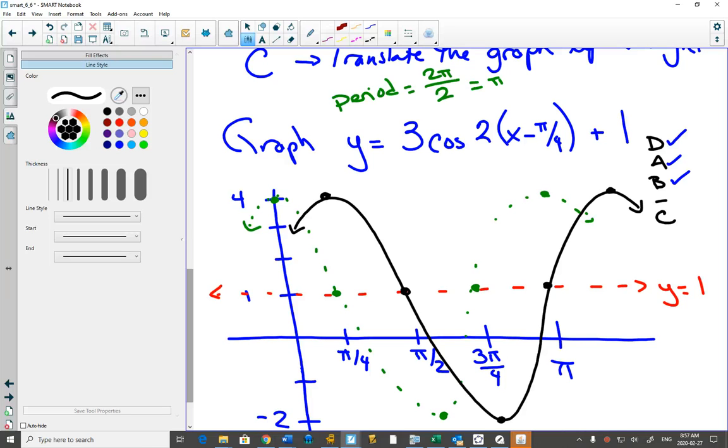Always a 4-mark question on your final exam, because you did 4 transformations. So do you have your center line right? 1 mark. Do you have your amplitude right? 1 mark. Is your period correct? 1 mark. Is your phase shift correct? 1 mark.